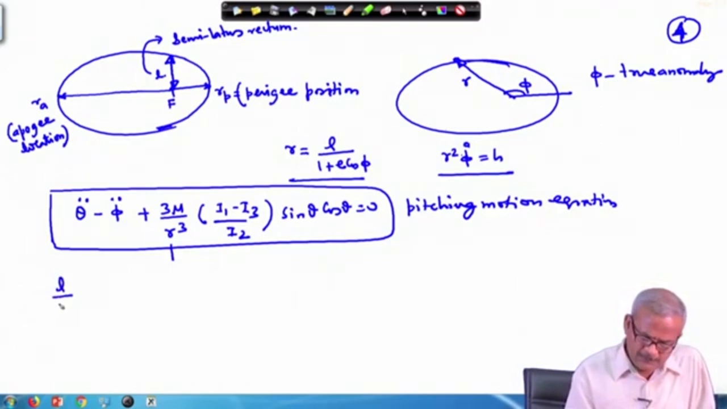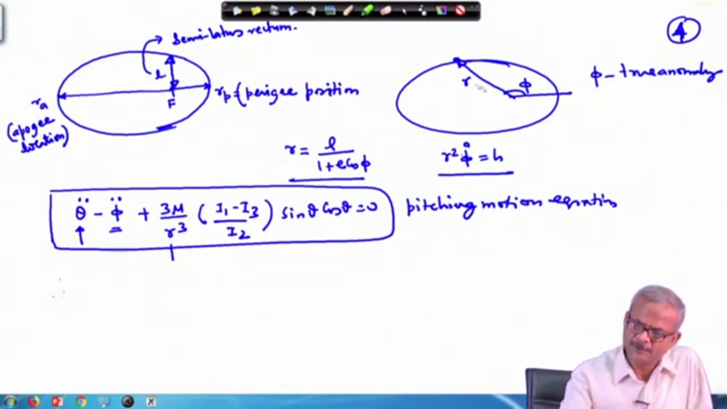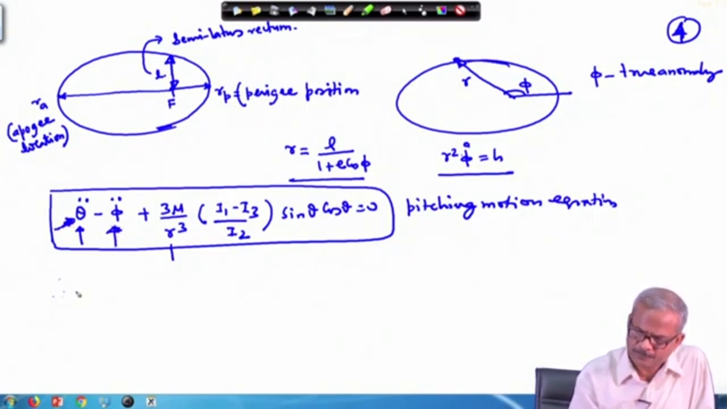Okay. So, we use this relationship r equal to L by 1 plus e cos phi. We are interested in finding out this quantity. This quantity, with respect to the orbital frame, your changes are taking place, this theta double dot. Okay. Phi double dot we are interested in finding. Okay. So, phi dot, this is the quantity h by r square.